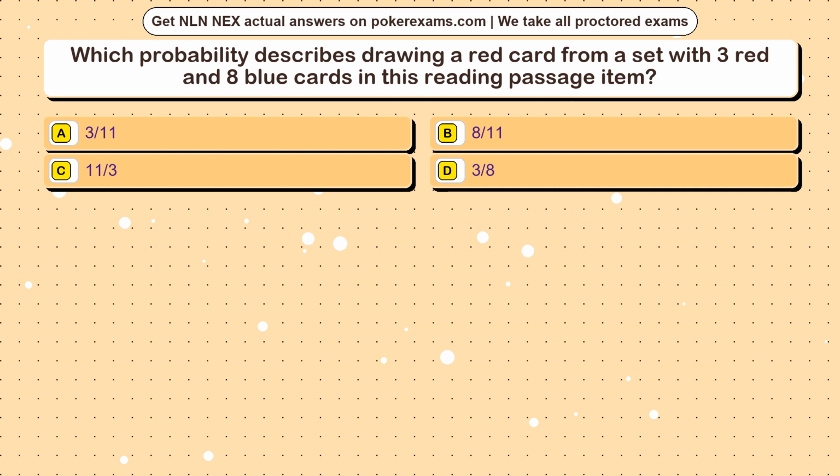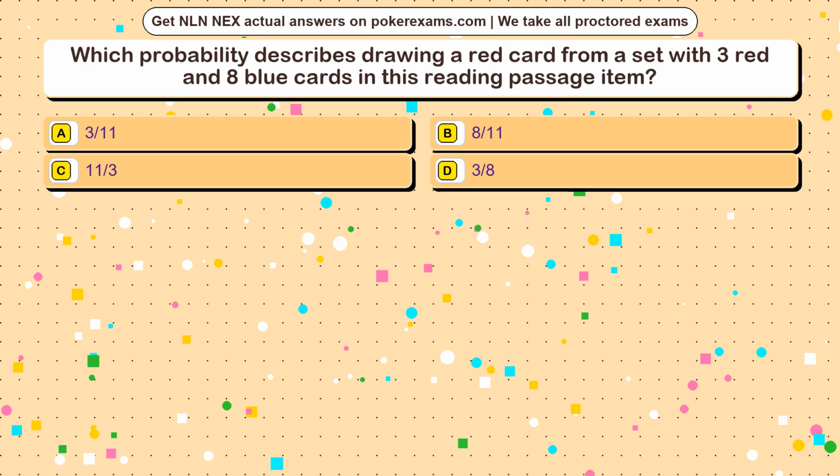Question 1. Which probability describes drawing a red card from a set with 3 red and 8 blue cards in this reading passage item? Option A, 3/11. Option B, 8/11. Option C, 11/3. Option D, 3/8.